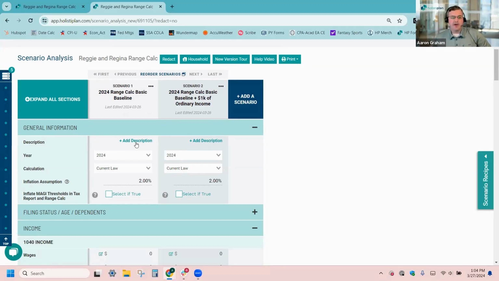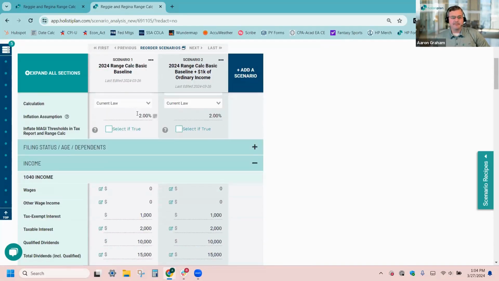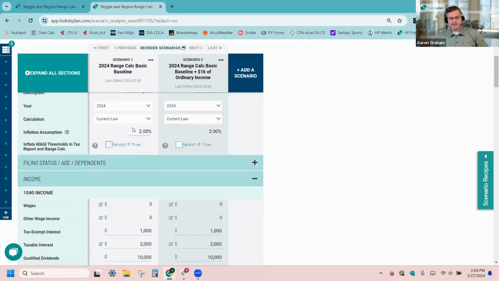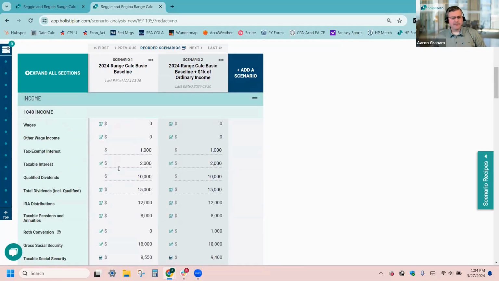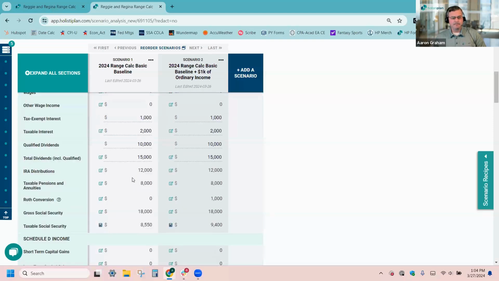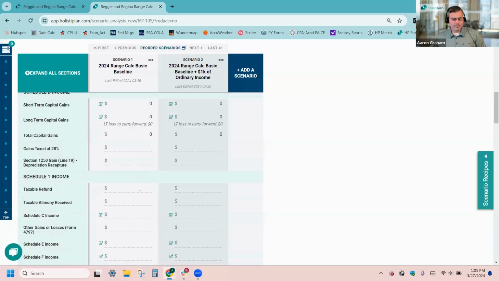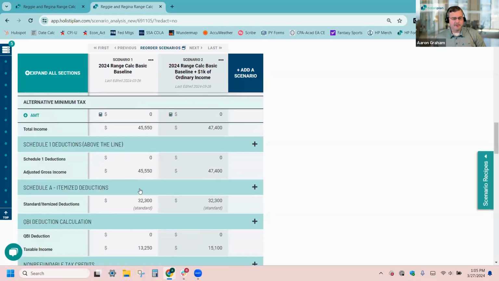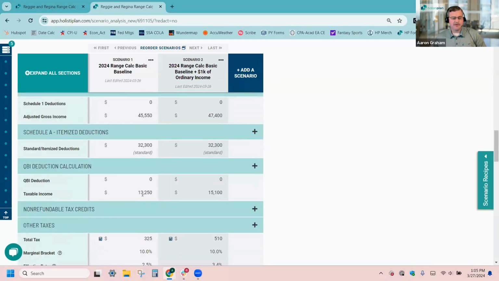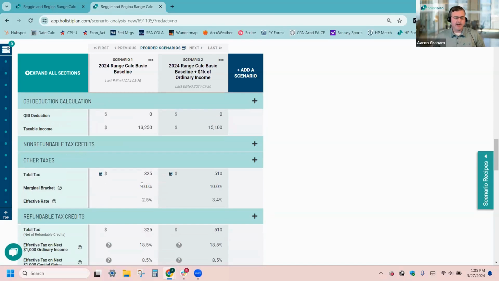So when we look at Range Calc, I've created a basic scenario here for Reggie and Regina. Remember, they're age 65 and 67. We have some interest income, some dividends, some IRA distributions, some pension income, some Social Security, and that's about it for Reggie and Regina. So you can see they have taxable income of $13,250. They're in the 10% bracket. Relatively minor or small tax bill at $325.